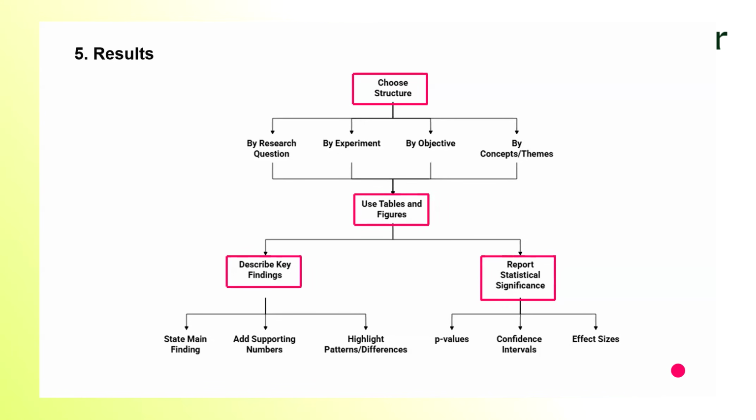For the results section, the first thing you need to do is divide it into sections. How do you divide it? Let's suppose you have 3 research questions, divide it into 3 parts. You may divide it based on experiment. Let's suppose you collect data through interviews, questionnaires, and a workshop, again 3 parts. Or it might be based on objectives, or concepts and themes.